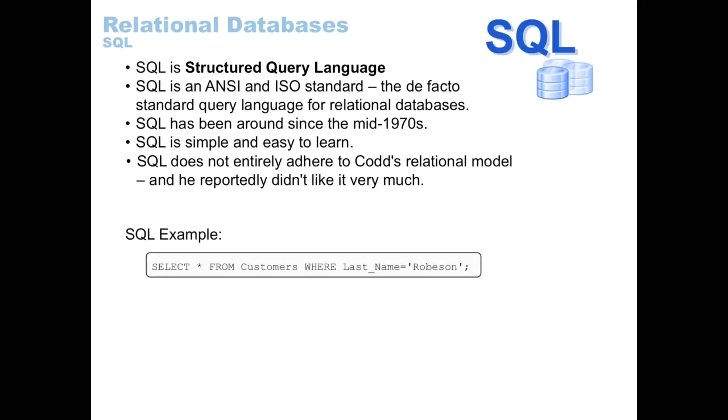So here's an example of a SQL query. So we want to select everything from the customers table where the last name equals Robeson.